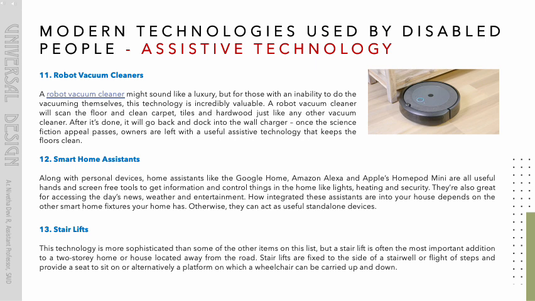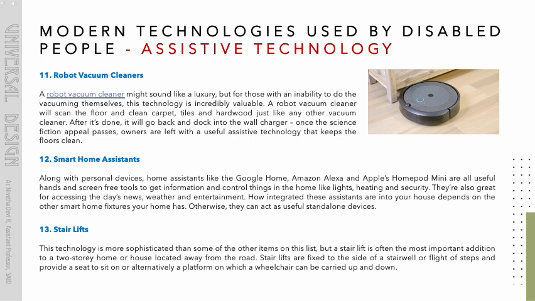12. Smart home assistants. Along with personal devices, home assistants like the Google Home, Amazon Alexa and Apple's HomePod Mini are all useful hands and screen-free tools to get information and control things in the home like lights, heating and security. They're also great for accessing the day's news, weather and entertainment. How integrated these assistants are into your house depends on the other smart home fixtures your home has. Otherwise, they can act as useful standalone devices.